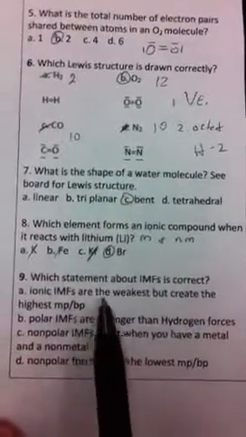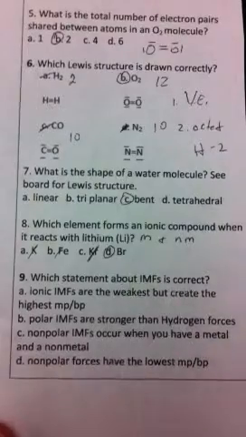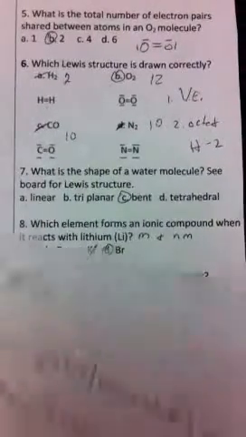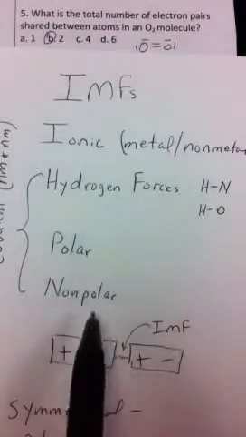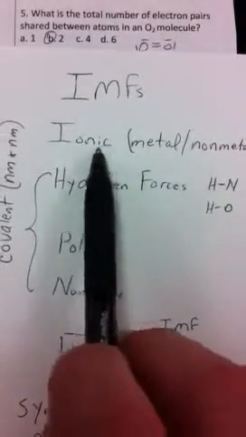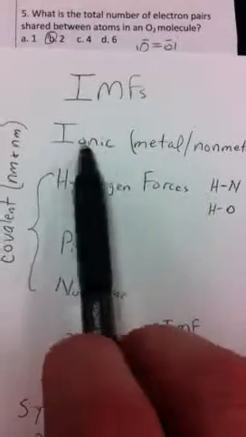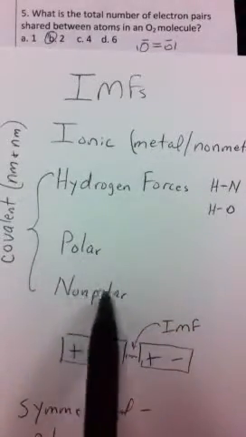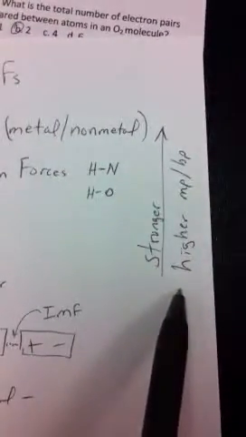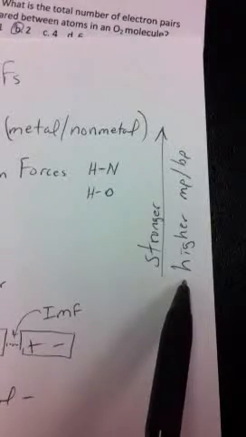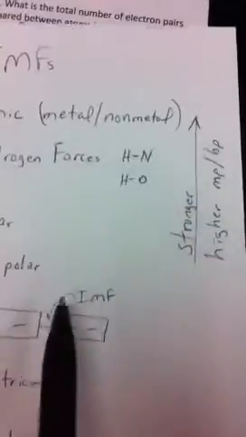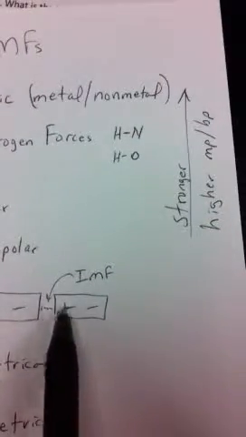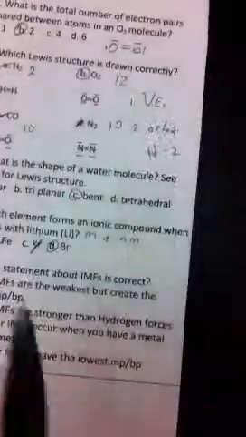Number 9, which statement about IMFs is correct? You have to watch the video on IMFs. You have to know this information. You simply have to understand the concept of intermolecular forces. These are the strongest, these are the weakest. The weaker it is, the lower the melting point and boiling point. The stronger it is, the higher the melting point and the boiling point. Intermolecular force is what keeps 2 molecules together.